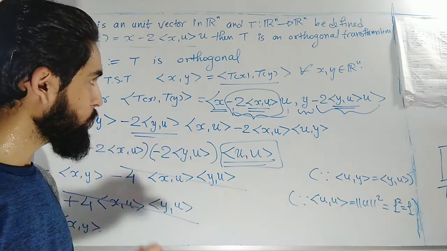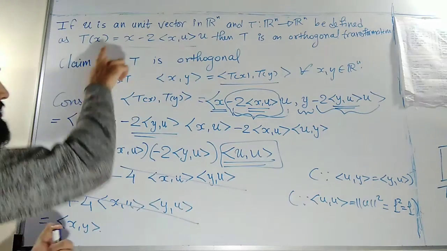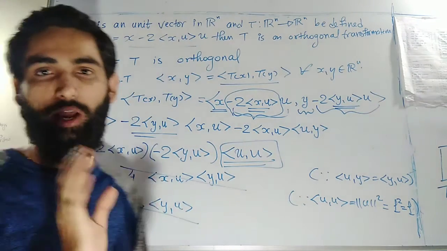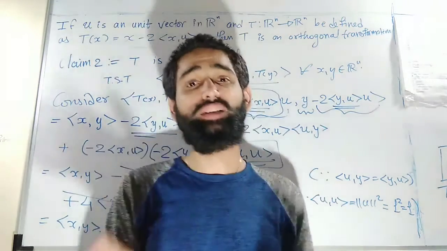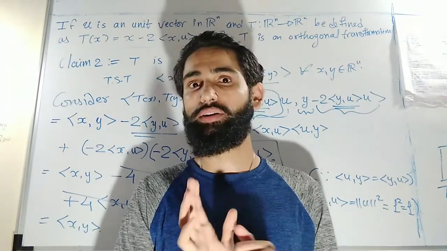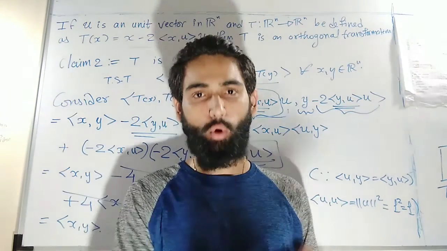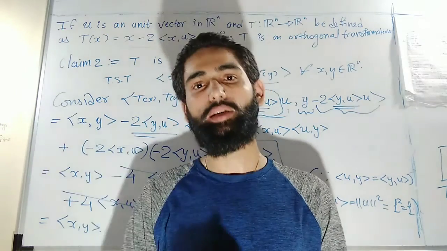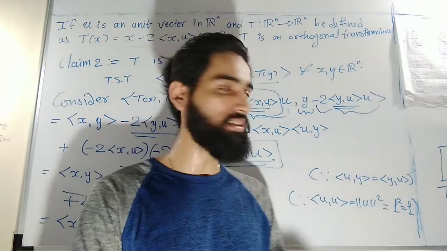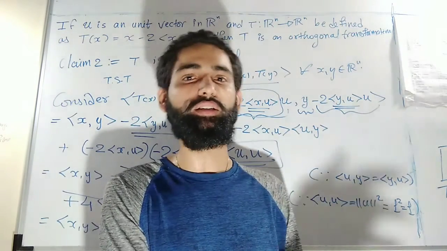So in this way we prove that given a map defined as T of x equal to x minus 2 times inner product x comma u with u, where u is a unit vector inside Rn, that map is an orthogonal transformation. So this is one of the examples. Definitely we'll discuss more examples in this Euclidean space, but for now this video is enough. In the next video we'll see something different, a new definition and new theorems.